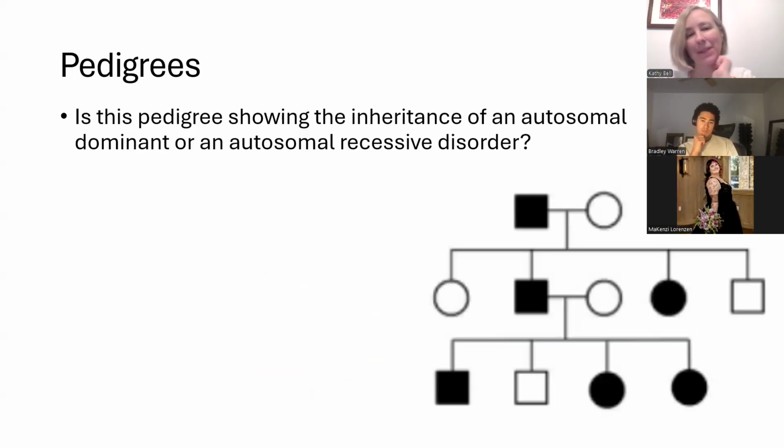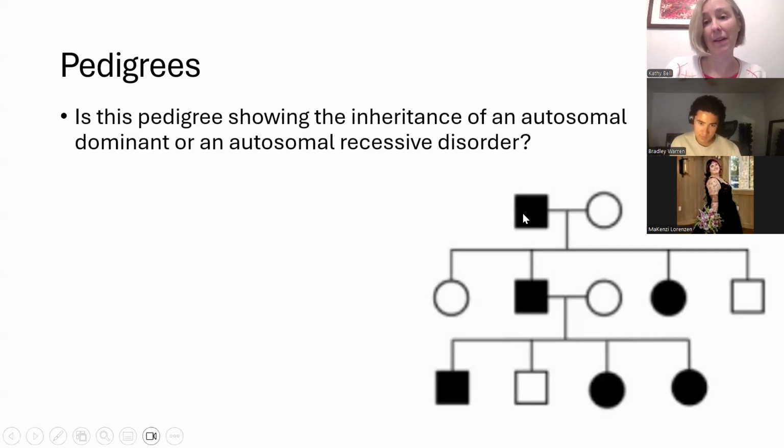All right, what about this pedigree? Is this showing the inheritance of an autosomal dominant or autosomal recessive disorder? Dominant because the parents are affected. Right, so this would be autosomal dominant because you can see that we've got an affected parent here. We have two affected children here, and then this affected child also had affected children. So it's seen in every generation. So this one would be autosomal dominant.